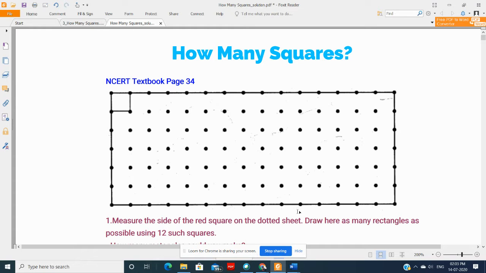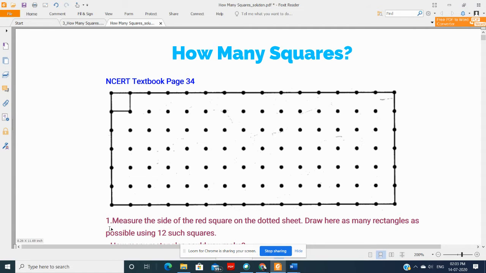Hello everyone. So let's continue our chapter How Many Squares of class 5th. In our first video, we have already discussed certain basics about this chapter: what do we mean by square, what do we mean by rectangle? I also explained to you how a rectangle is actually a group of squares, right? So now we'll go ahead and see the answer to the textbook page 34 exercise. All right, so let's begin.